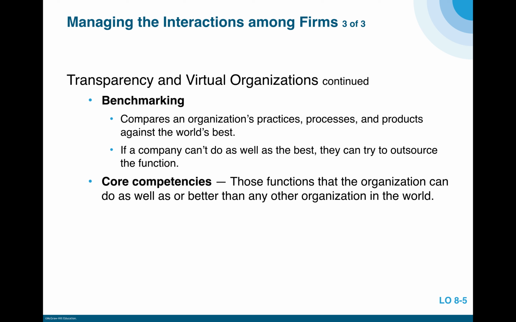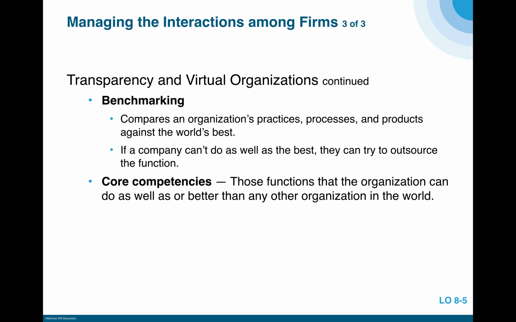If a company can't do it as well as the best, then try to outsource the function. So benchmarking is something that everybody kind of takes a look around their current landscape to see how they can improve on different things. We talked about Walmart being obsessed with Amazon a few chapters ago. Walmart has definitely benchmarked Amazon as being the best when it comes to shipping products to consumers and just their overall supply chain. And now they're trying to match them as best as possible.